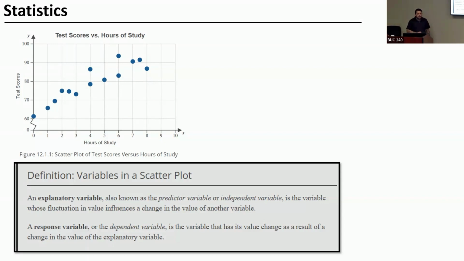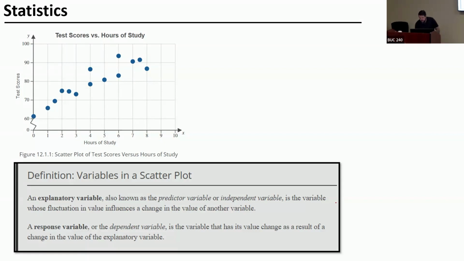Remember whenever you had something called f of x? Everybody had that. That x value denoted whatever the x was, what did that affect? The y. You give me an x, I'll give you a y. So therefore, the x value was your independent because you can make it whatever you want. And then whatever you made x, y was dependent on whatever x was. This is exactly the same concept, okay? Because notice a response variable, or the dependent variable, is the variable that has a value change as a result of a change in the value of the explanatory variable.